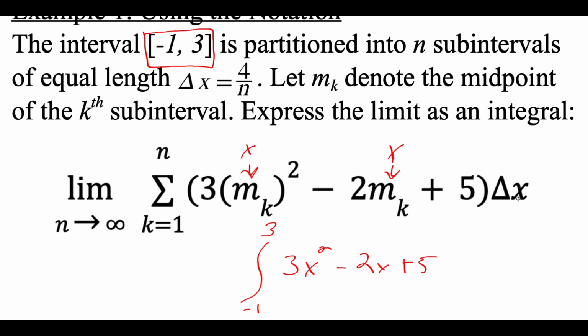Now we've got the delta x on the end to represent the change in x, but as we're writing out this integral, we don't write out delta x, we write out dx. So this is the integral that we're going to be evaluating. We're evaluating the integral of the function 3x squared minus 2x plus 5 as we go from -1 to 3. Now, we haven't gotten to the point where we actually know how to evaluate these integrals yet. We'll get there eventually, but we're not quite there yet. For now, we're just setting up this integral.